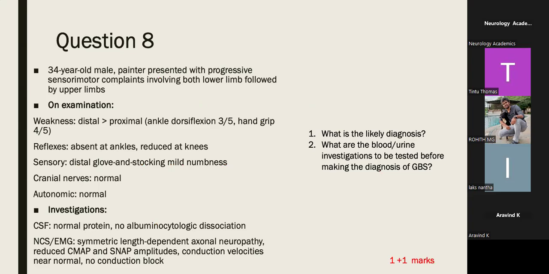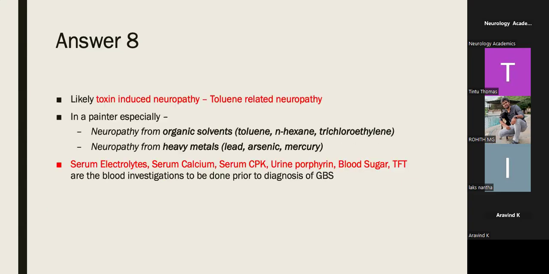And the next question was, what are the blood or urine investigations which have to be done before making the diagnosis of GBS? Important ones are serum electrolytes, calcium and CPK levels, and blood sugars, which can cause weakness, and urine porphyrin and TFT, which are the minimum investigations that have to be done before diagnosing GBS.